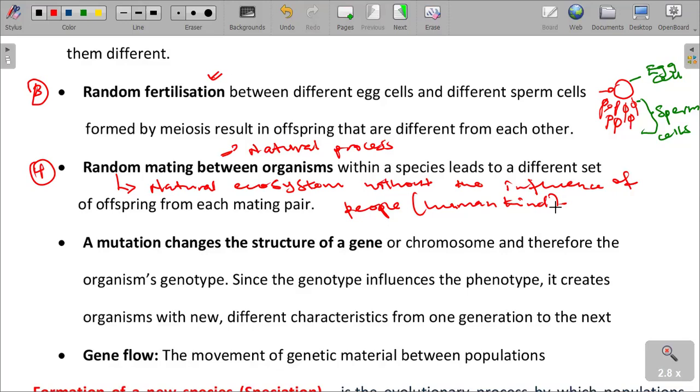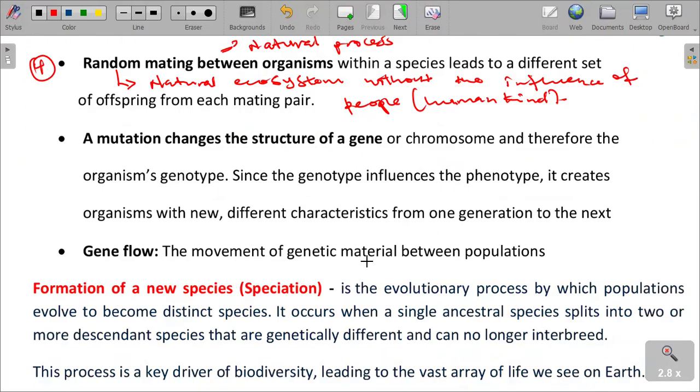So random mating basically results in different sets of offspring, because at stage one, for example, a wild dog can mate with another wild dog, and in the second season of breeding it might also mate with a different male partner. So all those cause variation that we need to talk about. Gene mutation changes the structure of a gene.